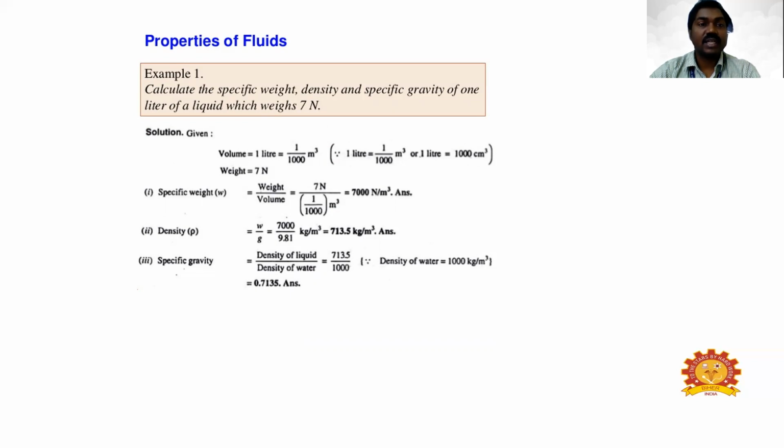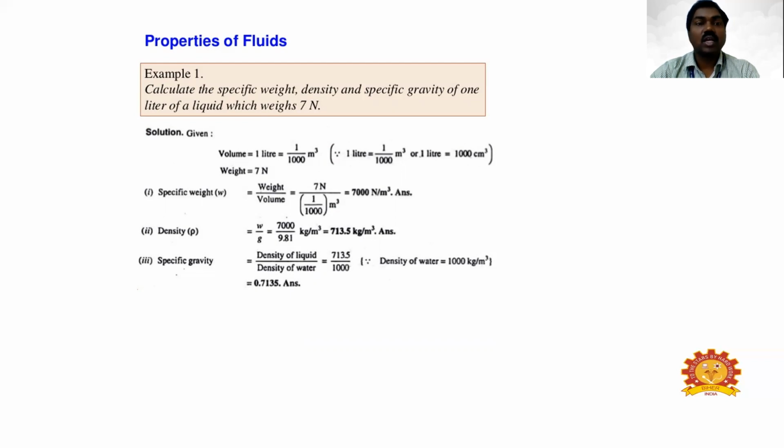Next is the density. Density equals W by g. W is the specific weight we have calculated, so 7,000 divided by 9.81 kg per meter cube. So we get the answer of 713.5 kg per meter cube.